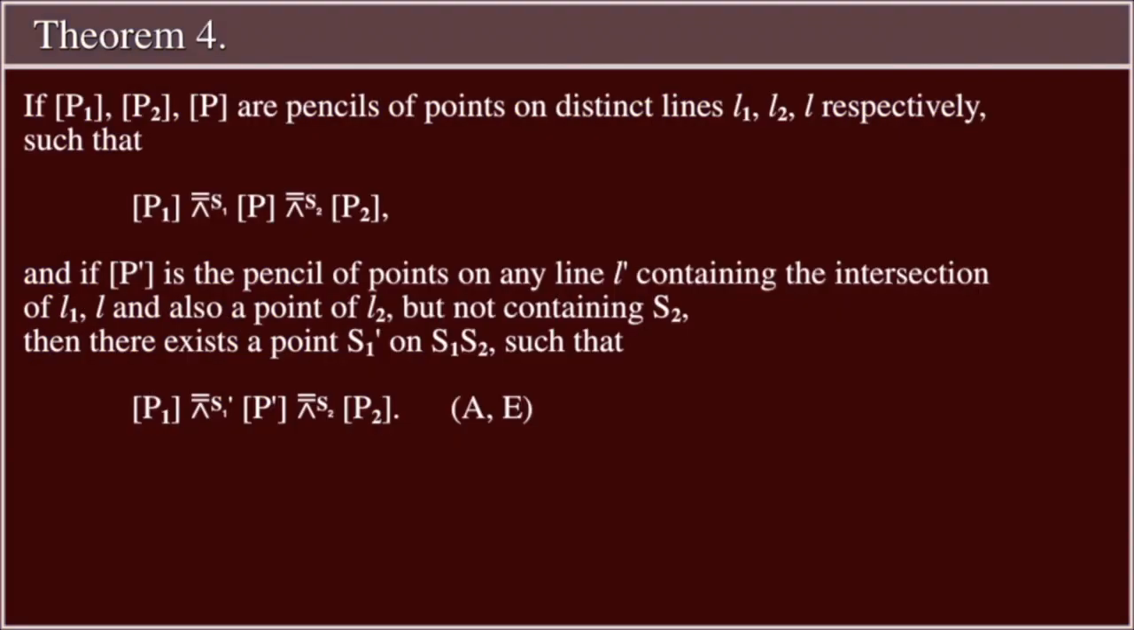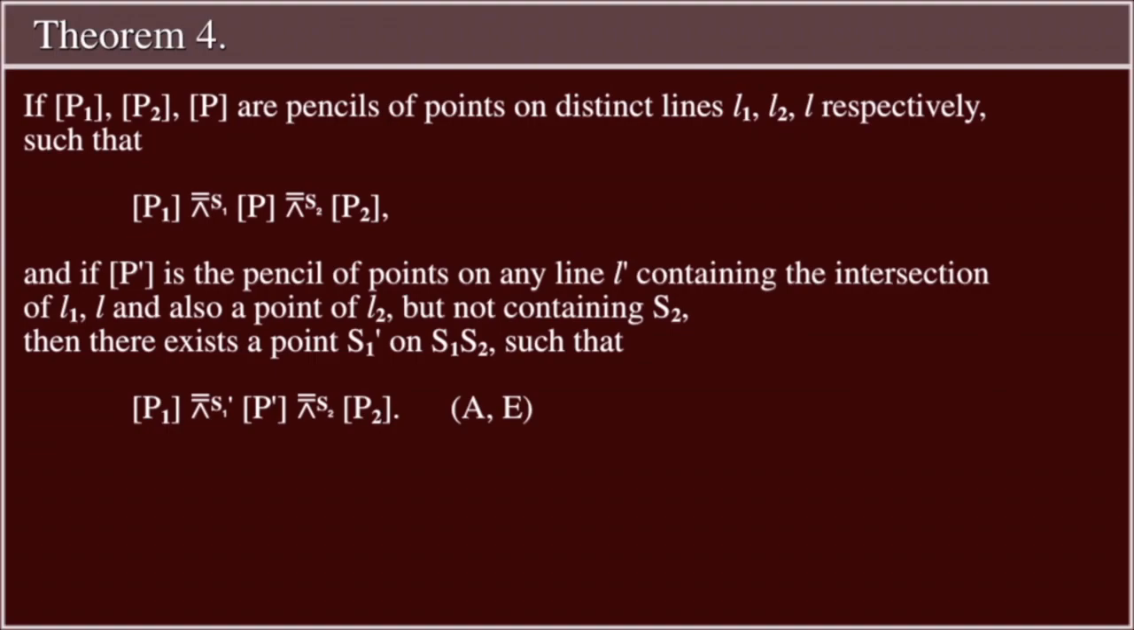Theorem 4. If the ranges P1, P2, P are pencils of points on distinct lines L1, L2, L, respectively, such that the range P1 is perspective through center S1 with P, which is perspective through center S2 with P2, and if the range P' is the pencil of points on any line L' containing the intersection of L1 and L, and also a point of L2, but not containing S2, then there exists a point S1' on S1S2, such that the range P1 is perspective through S1' with the range P', which is perspective through S2 with the range P2.